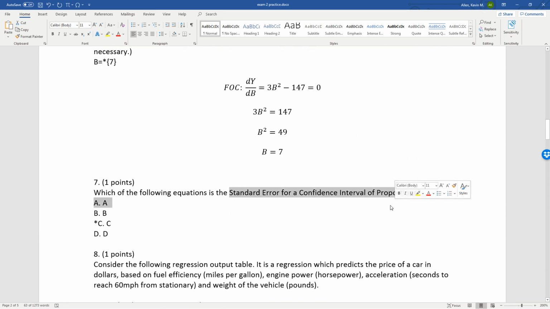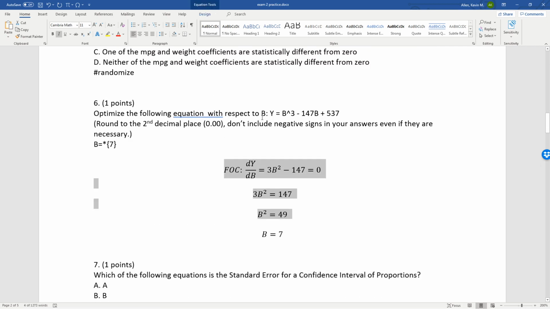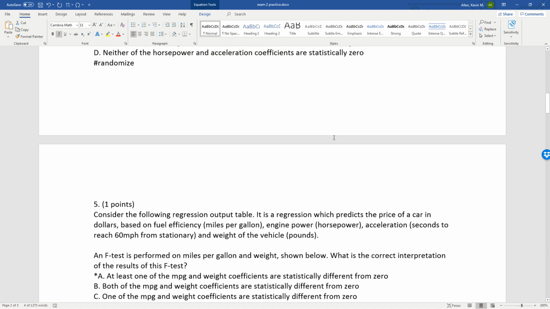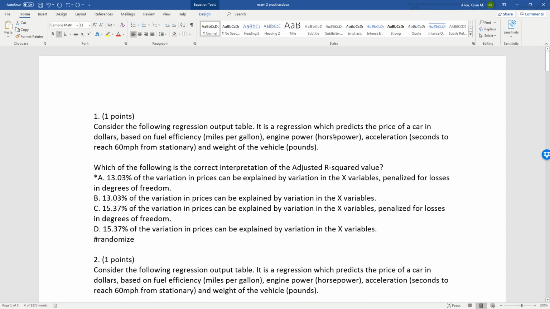This is from the previous exam, confidence interval of proportions. Again here, optimizing an equation numerically. But then a lot of interpreting data output and understanding how to interpret the tests and what the coefficients mean. Interpreting the coefficients a little bit. That's what I want this exam to be focused on.